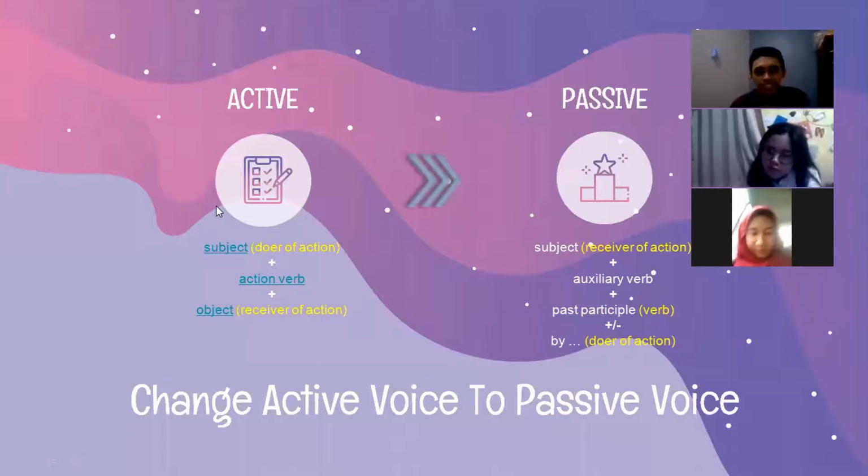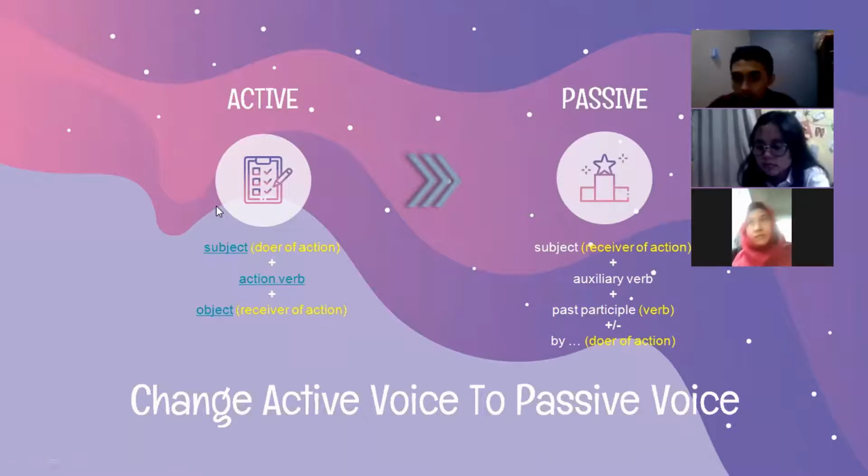So active voice has rules like subject as a doer of actions plus action verb plus object as a receiver of action. It can be changed to passive voice, which has rules like subject as receiver of actions plus auxiliary verb plus past participle as a verb plus or minus by, like by your father, by your mother, like that.